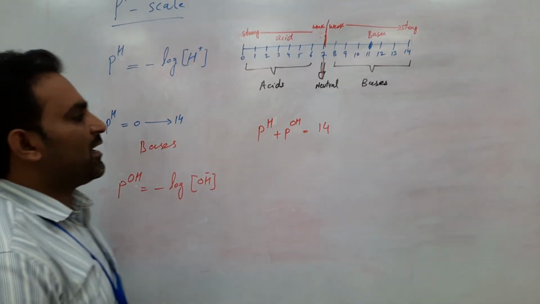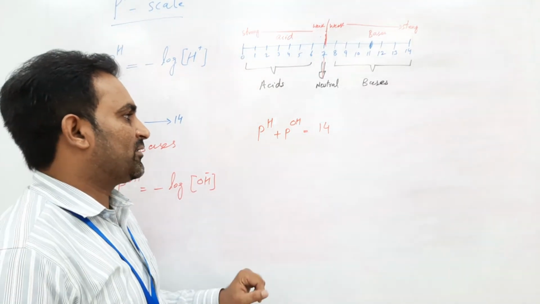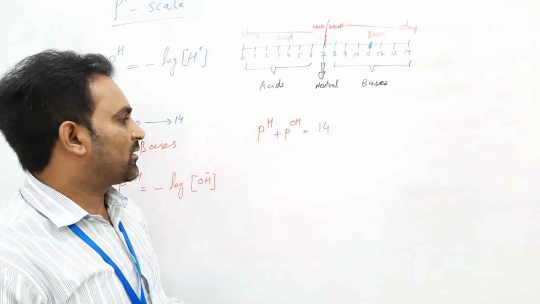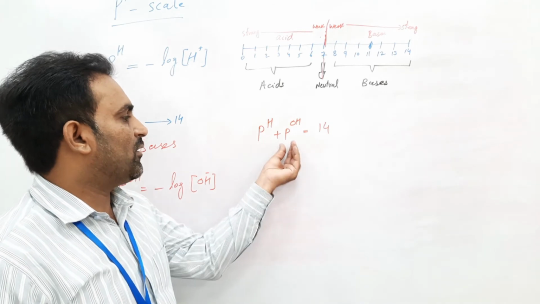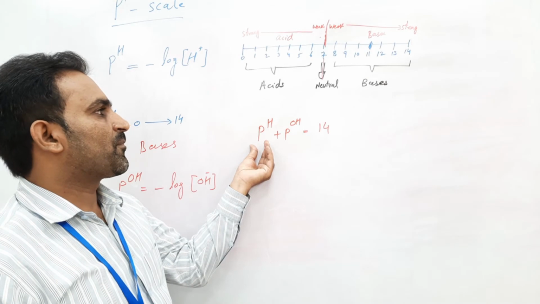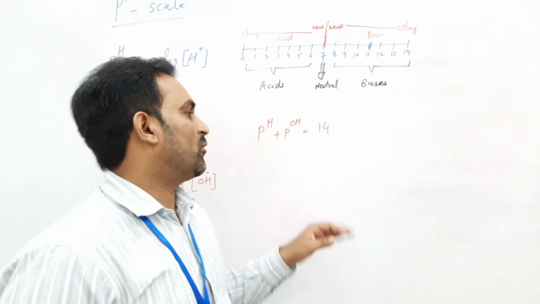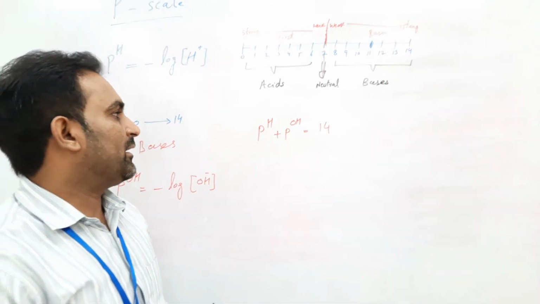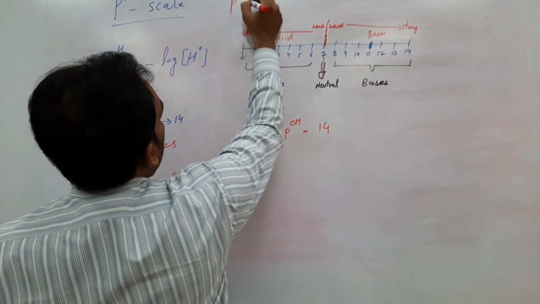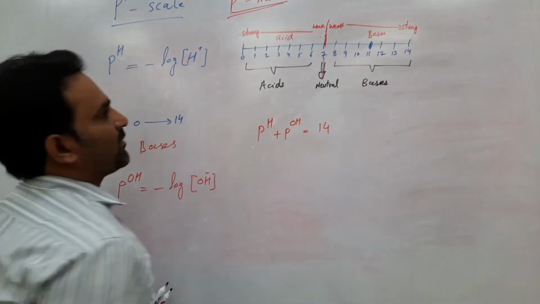Okay. If any solution has pH 6, then you will be able to find the value of pOH. For that, we need to know the value of pH. And if you want to find the value of pH, you must know how to measure it. In the laboratory, we usually have a pH meter to find the pH of the solution.